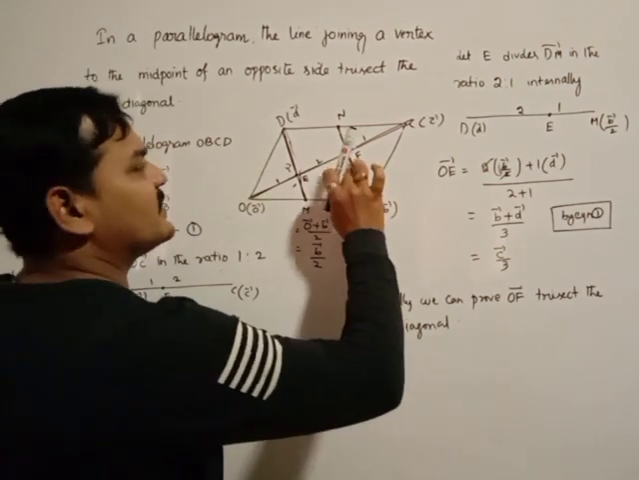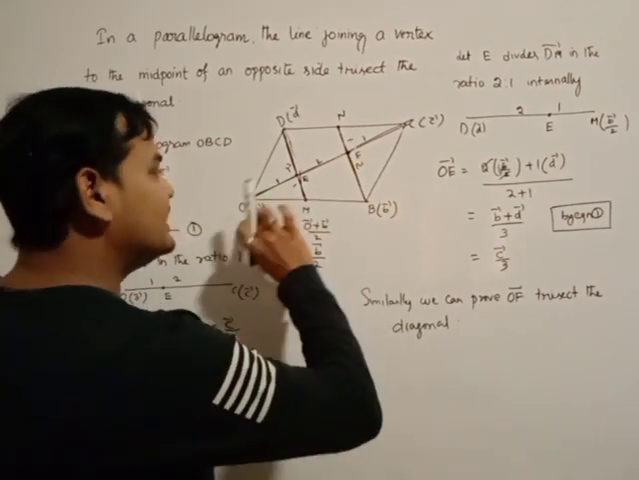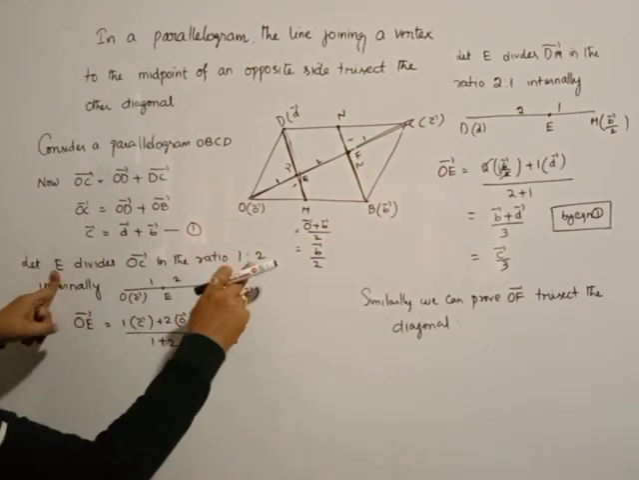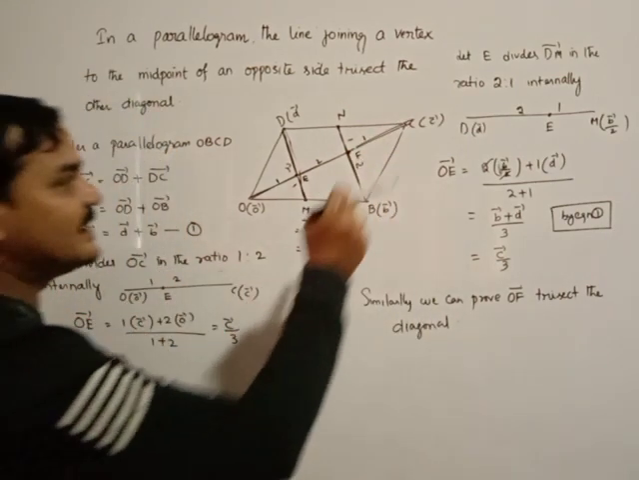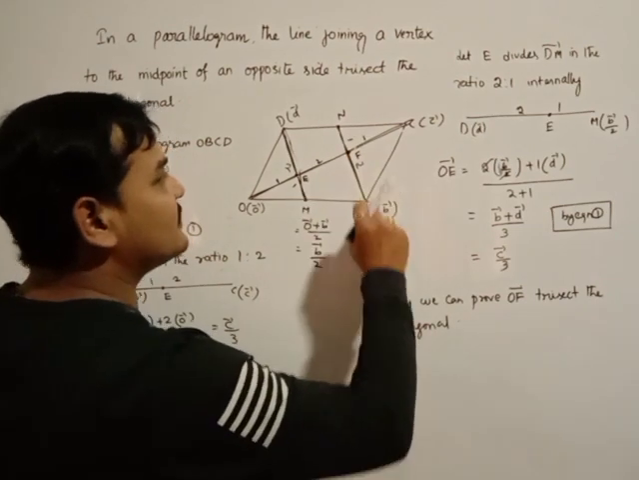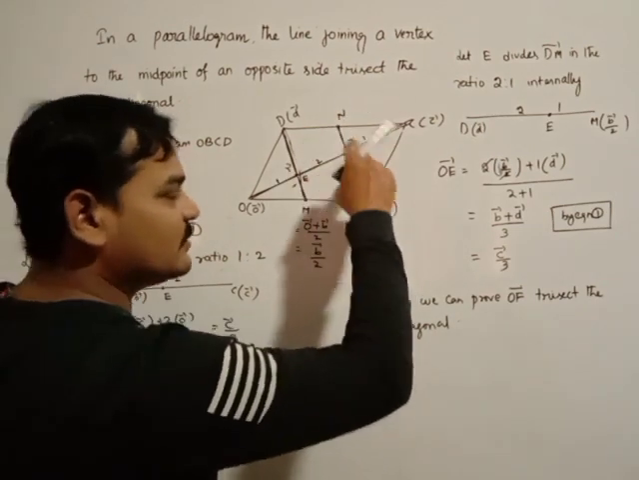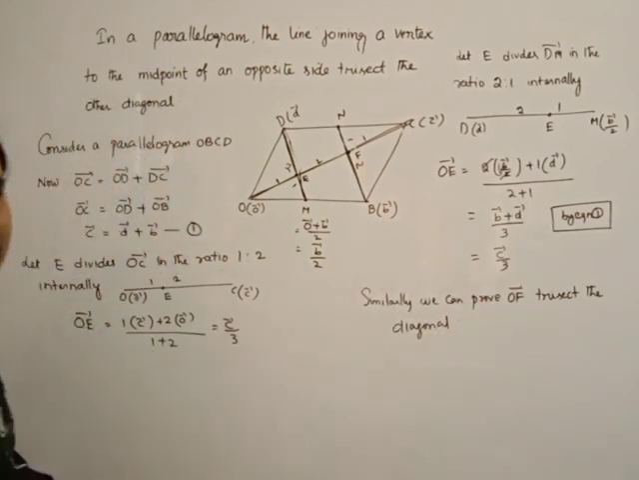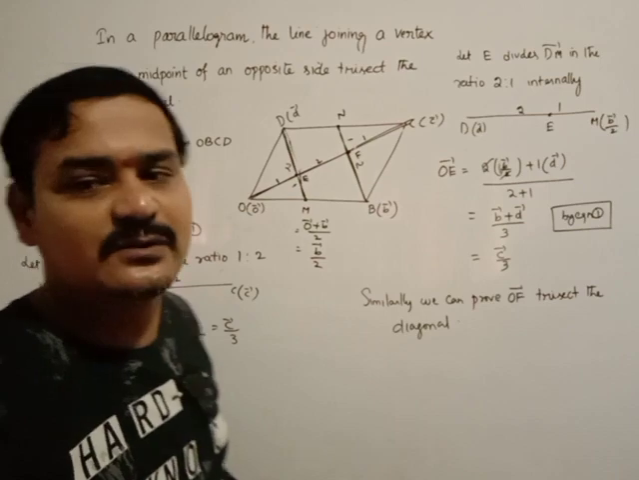Now you can do the same for F also. For F, you need to write 2:1. F divides OC bar in the ratio 2:1, you find it. And similarly for N, what do you need to find? N is D bar plus C bar by 2, and you need to find that in the ratio 1:2. Again you get the same answer. So this is the concept of the question.